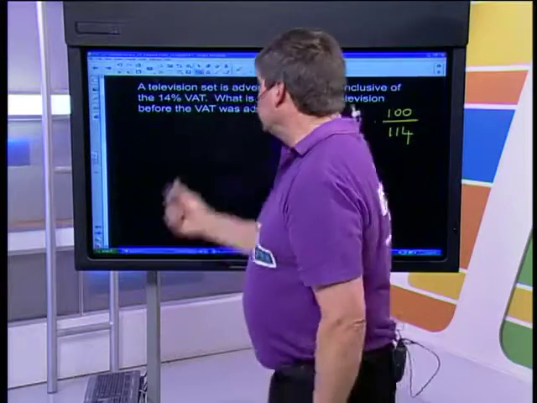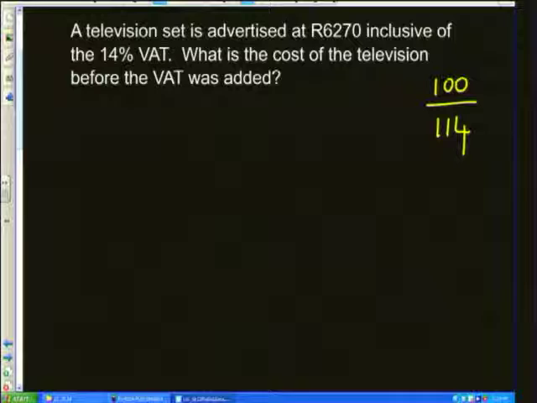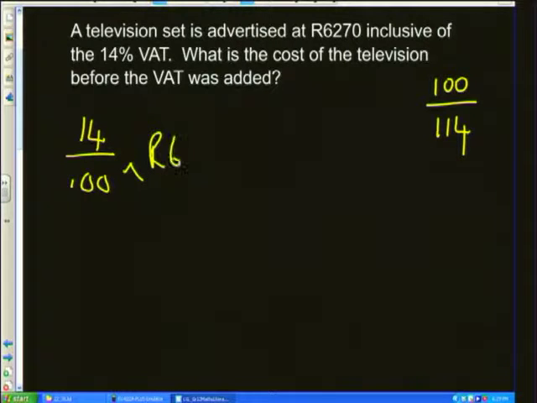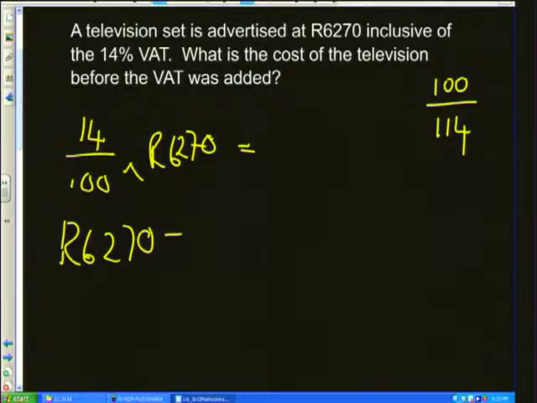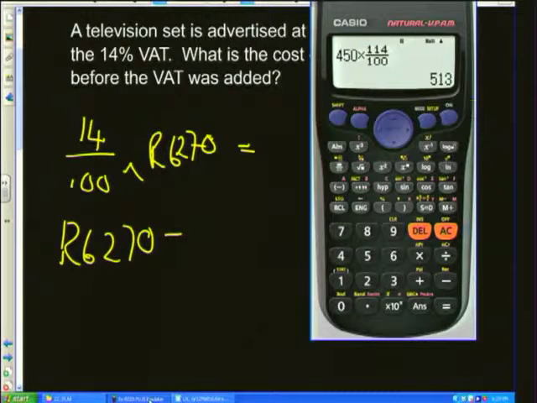Now, a lot of you will look at this and say, gee, this is so easy. All I'm going to do is find 14% of this amount of 6270, and then I'm going to say 6270, that's an R again, minus this amount that I get. So let's do that. And this is what a lot of people did in this exam.